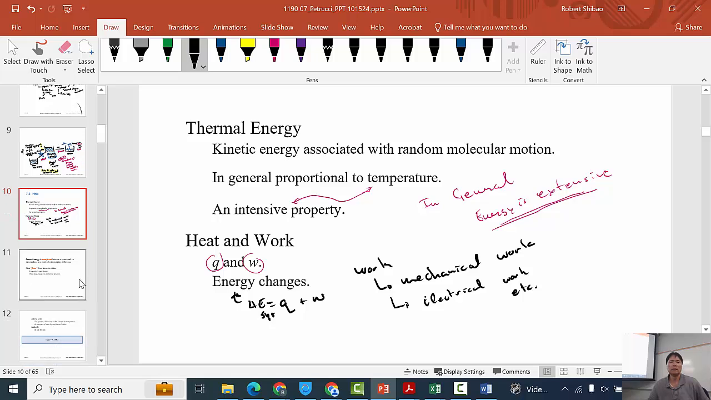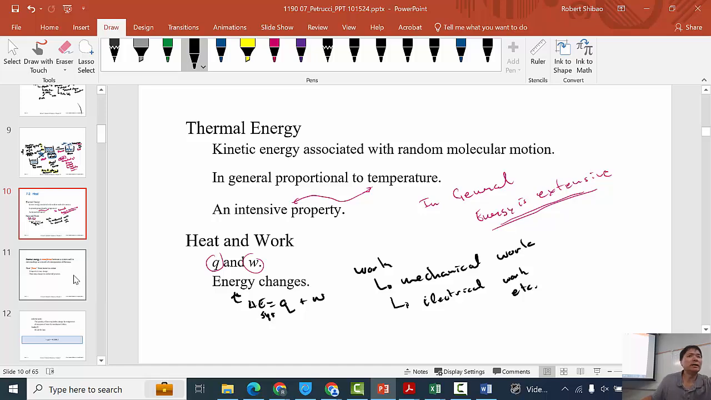So then when is kinetic energy not... When it's always, kinetic energy is thermal energy. So how come, in general, energy is extensive?